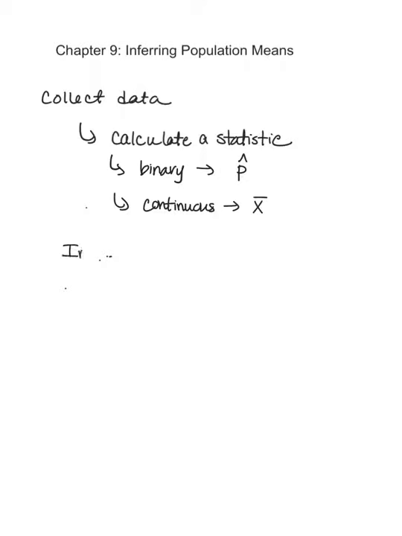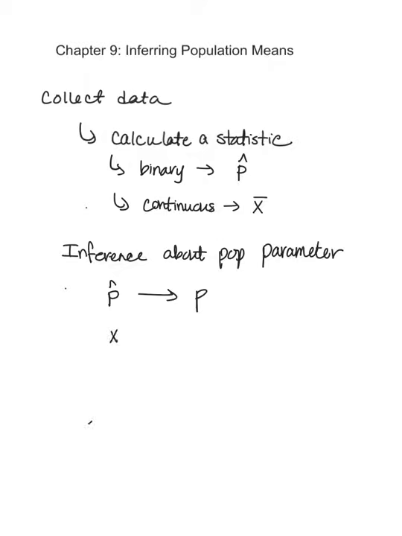So if we calculated a p hat, what we're going to be doing is inferring about our population parameter p. But if our data, we calculated an x bar, then we'd be making an inference about mu.